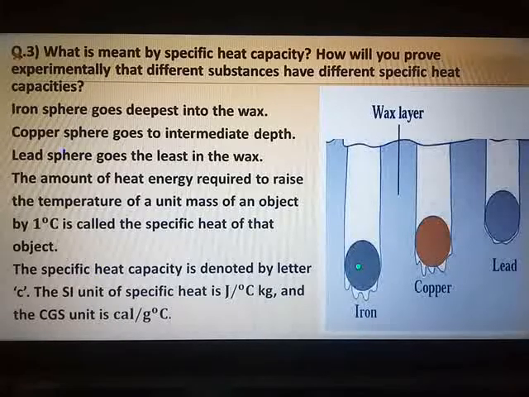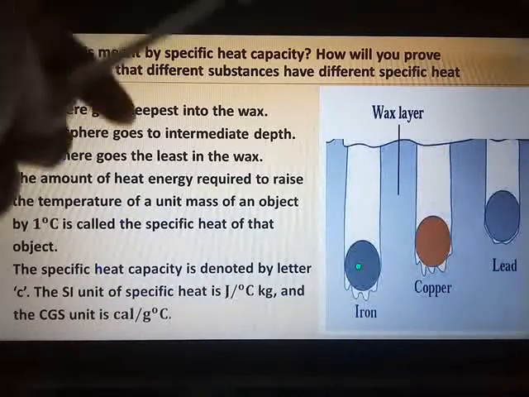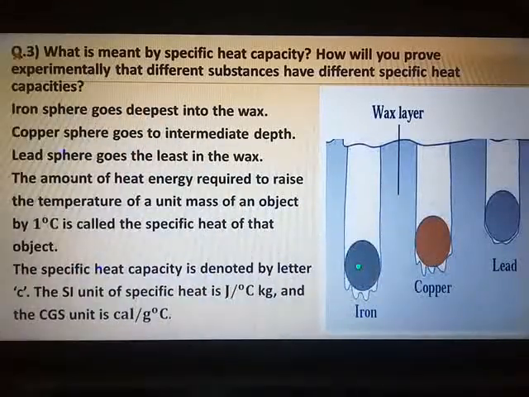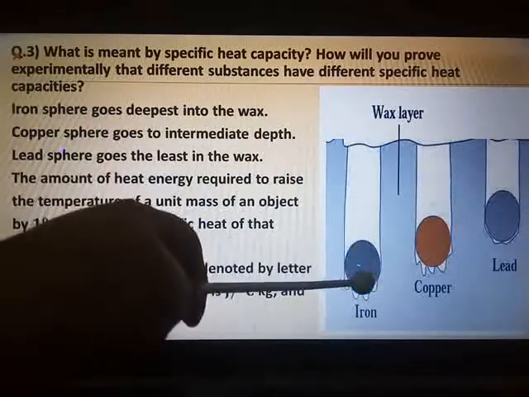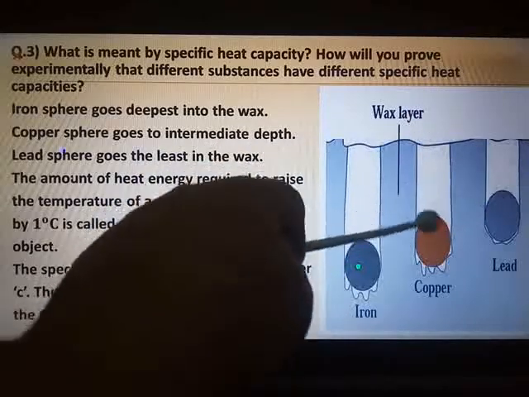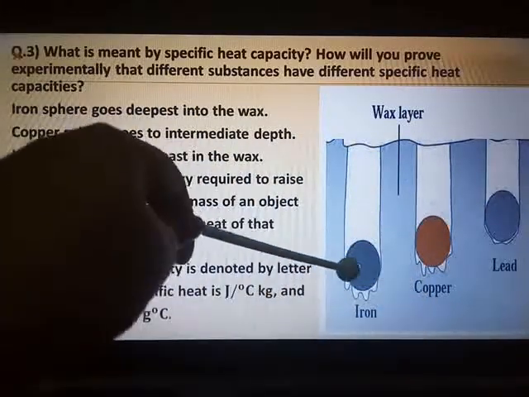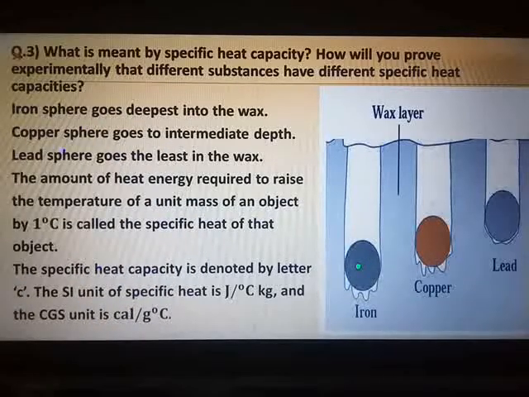Then compulsorily you have to draw the diagram, because experimentally you have to show. Now while drawing the diagram, artistic diagram is not required. Small spheres you can show, give the names and the wax layer. But showing that iron is going deepest, followed by copper and lead. This part is very important. If you show copper to the highest depth, iron upstairs, then you will get wrong or 0 for the diagram.